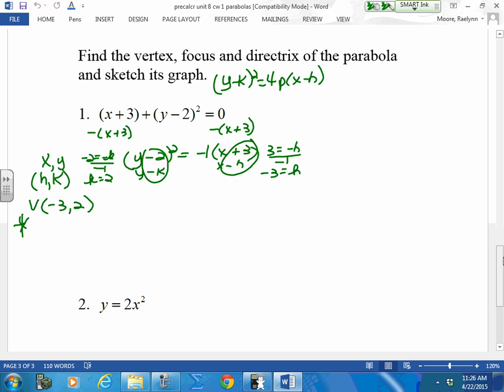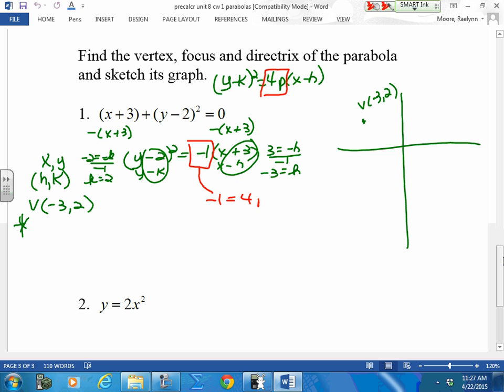So right now I know my vertex is at negative 3, 2. I know it's going to open to the left or to the right. What tells me which direction is this right here. This is equal to 4p. Okay? So we solve for p. We divide both sides by 4. And on your chart, if p is negative, we're going to open to the left. So p is negative. We know it's a y squared, so we're opening to the left.